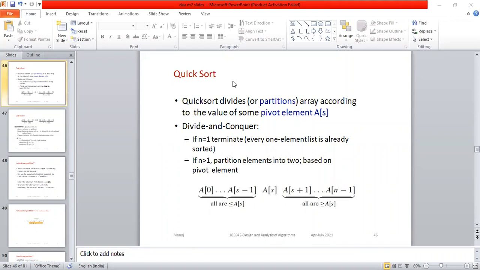So once again, good afternoon, all. This is the video lecture on design and analysis of algorithms. We are currently discussing module 2, divide and conquer strategy, and the topic is the quicksort algorithm. I've already explained the quicksort algorithm, but before you go with the analysis part, let us revise the same concept, that is quicksort.